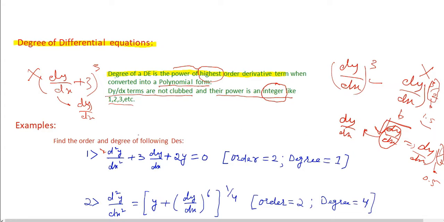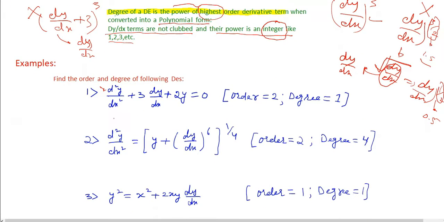Now let's see some examples here. Now see example 1 here. What's this? d square y by dx square plus 3 dy by dx plus 2y equals 0. First, let's see the order. Order is based on what? How many times you have differentiated y with respect to x. The highest order derivative will be the order of the whole differential equation. Now here it is 1 time, here it is 2 times. So what is the order? Order is 2, right?